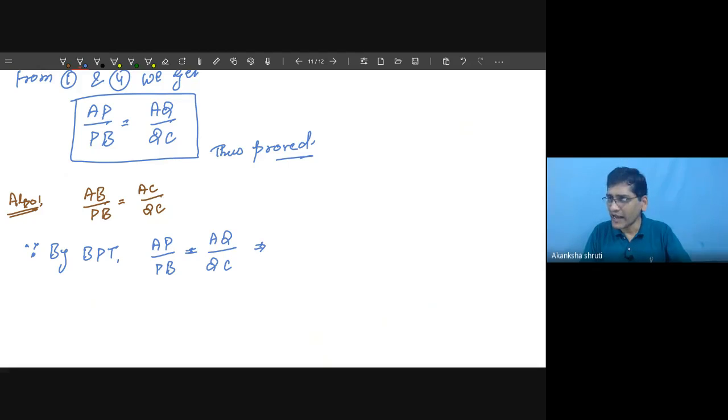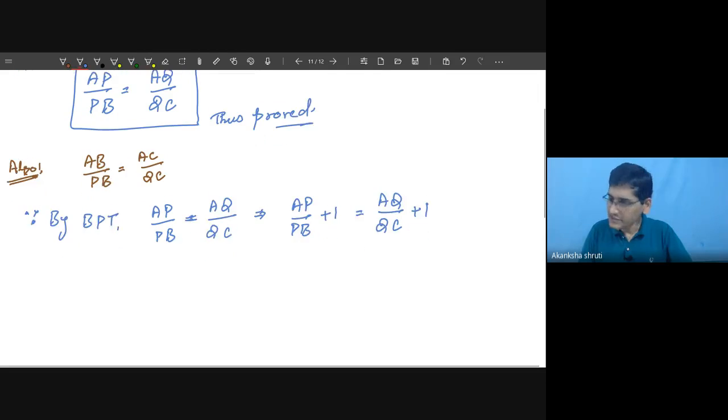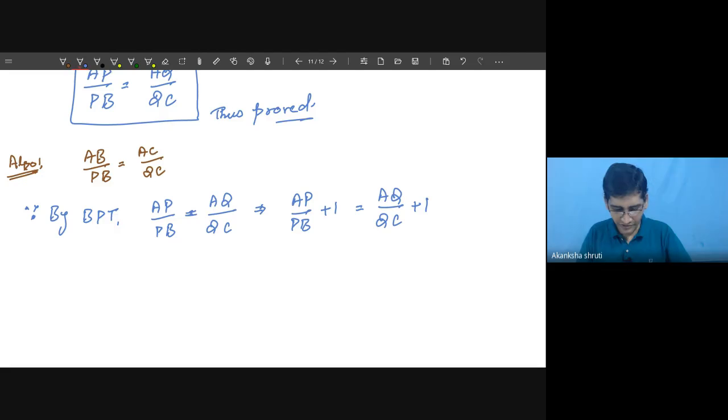If I am going to add equal on both sides, the equation remains unchanged. So what we are going to add? We are going to add 1: AP by PB plus 1 is equals to AQ by QC plus 1. So adding 1 on both sides is called componendo. So I have applied the componendo property. Subtracting 1 is called dividendo. So this componendo and dividendo you might have learned in your earlier standards like class 7 and class 8.